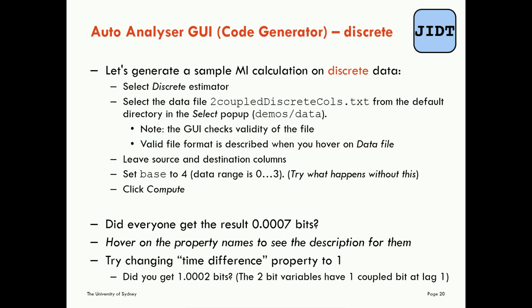Okay, so that's the end of our first example using the AutoAnalyser GUI with some discrete data. In our next short video, we're going to have a look in some more detail at the code that was generated from this example.